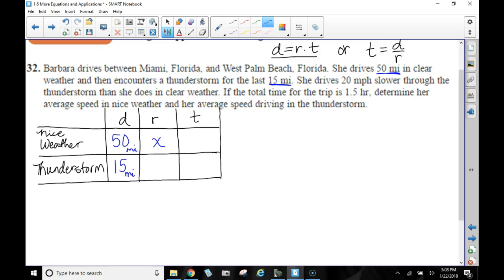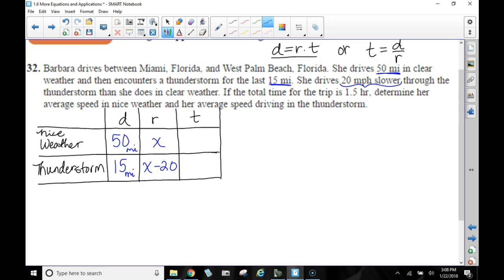That's going to be equal to our average speed in the nice weather. Because she slowed down 20 miles per hour in the thunderstorm, her speed in the thunderstorm is x minus 20. Right? She slowed down 20 miles per hour there.